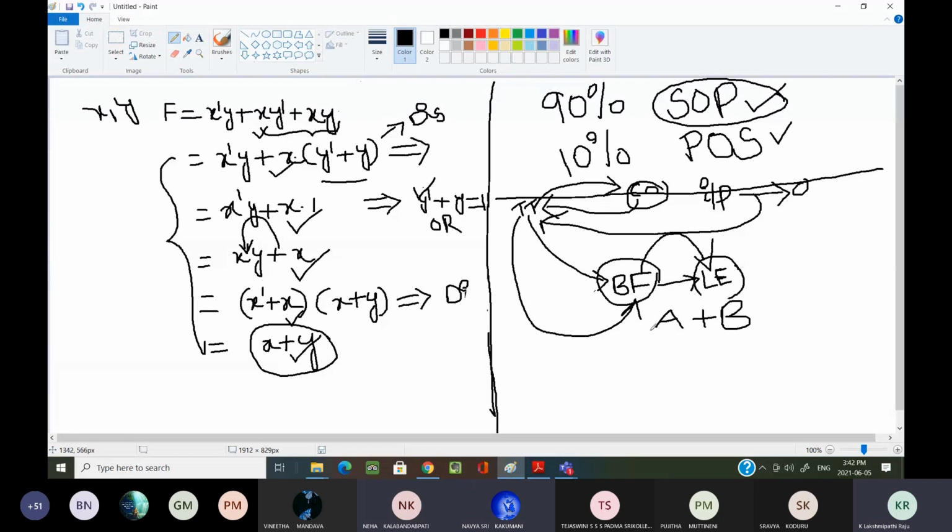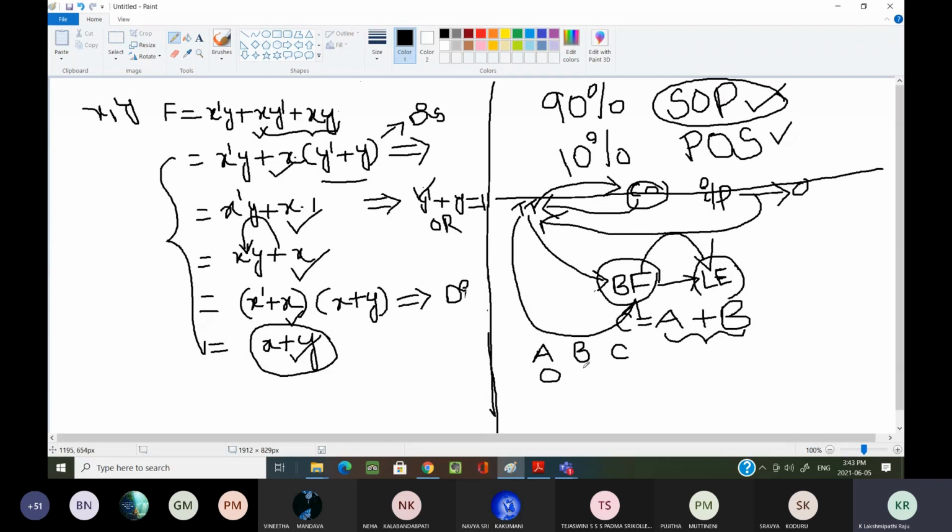C equal to A plus B. How are we getting this expression? What have we done? I have taken two input variables, and the third one is my output variable.